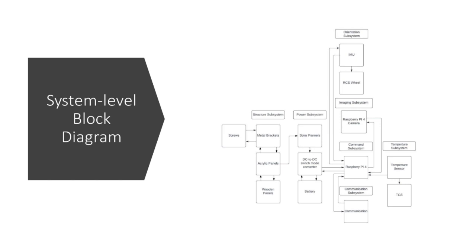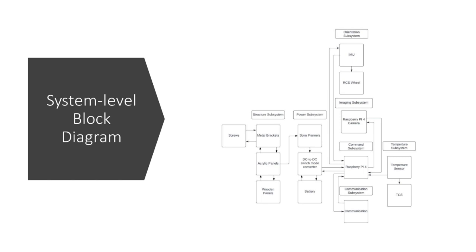Our CubeSat consists of 7 subsystems: the structure, power, orientation, imaging, command, communications, and temperature subsystem. The structure subsystem holds the CubeSat together. The power system includes a solar panel and battery. In case of the battery failing, the solar panel will switch to directly powering the Raspberry Pi.